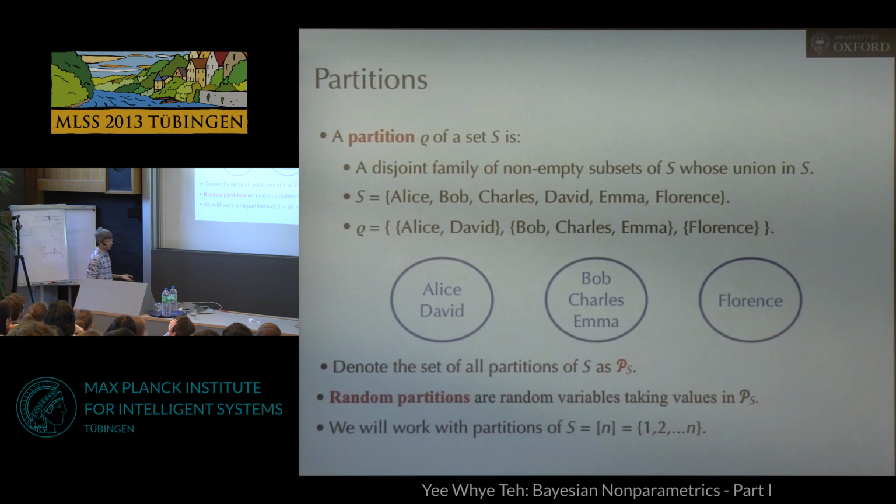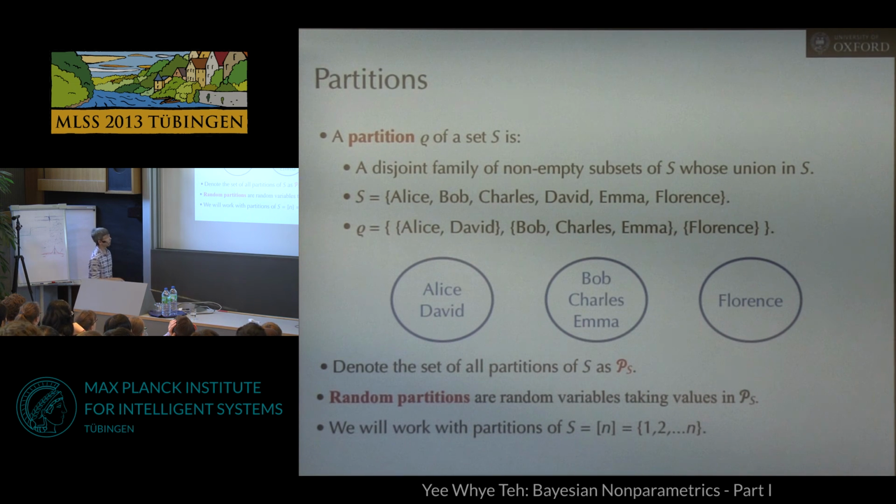And if we take a Bayesian approach to a clustering problem, then what we'd like to do is, of course, define a prior over this space, and then define a likelihood of our observations given a particular member of this space, and then compute the posterior distribution. So if we have a prior over partitions, then we can define random partitions now. Basically, these are random variables that take values in this space, PS.